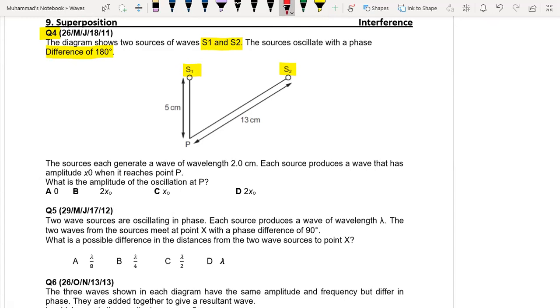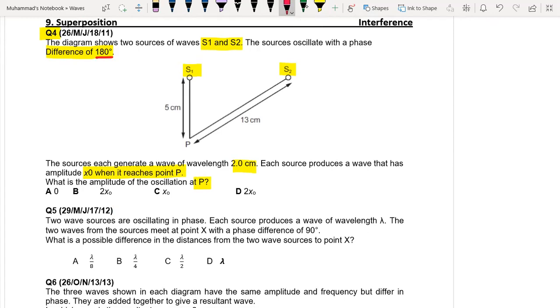The sources each generate a wave of wavelength 2 centimeter. So this is the wavelength. Each source produces a wave that has an amplitude x naught when it reaches point P. What is the amplitude of oscillation at point P? So what do we have to find? We have to find the resultant amplitude at point P, and what is given to us? The sources are already out of phase by 180 degrees. This is a very important thing.